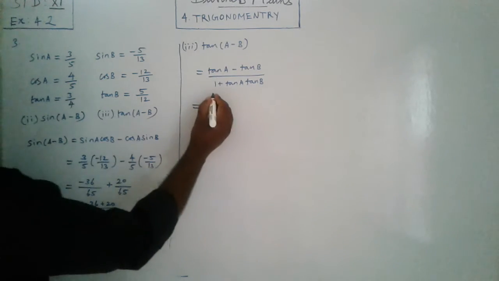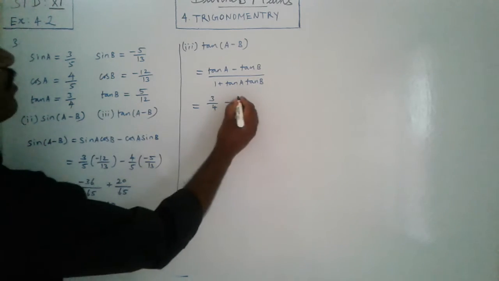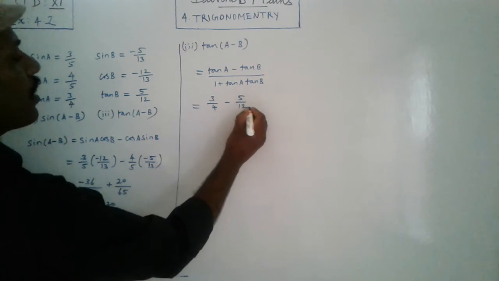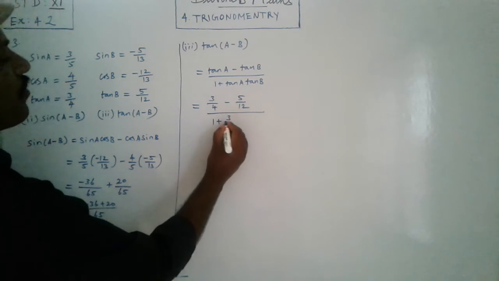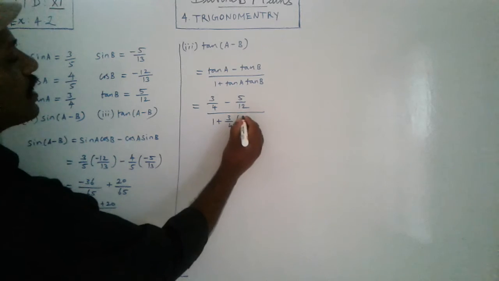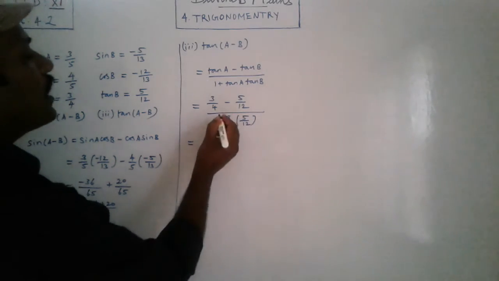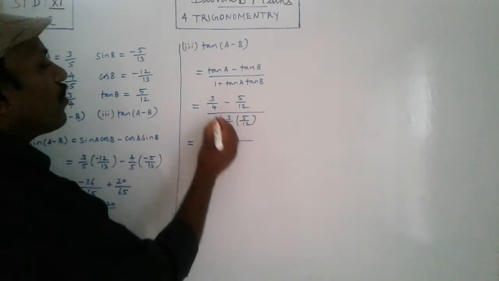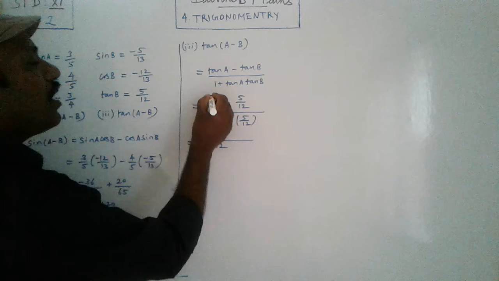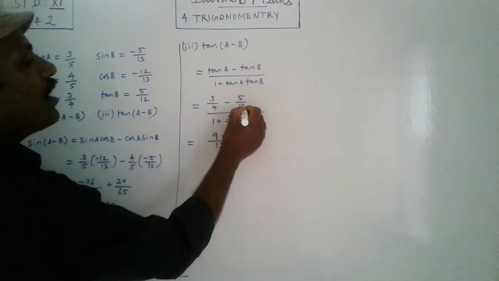tan A is 3 by 4 minus tan B is 5 by 12, divided by 1 plus tan A is 3 by 4, tan B is 5 by 12. So we should take the LCM. 12 is the LCM. So 4 3s are 12. So for the numerator, 3 3s are 9 minus 1 12 is 12.